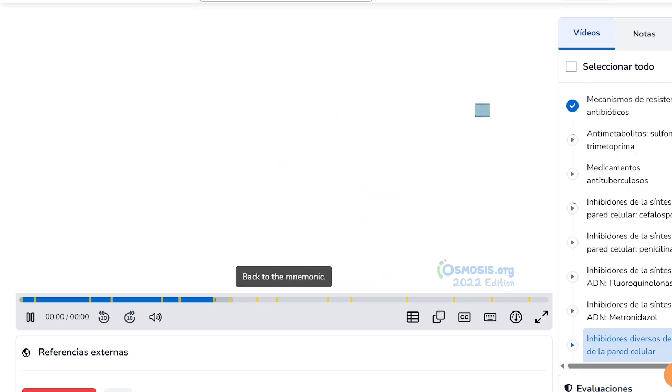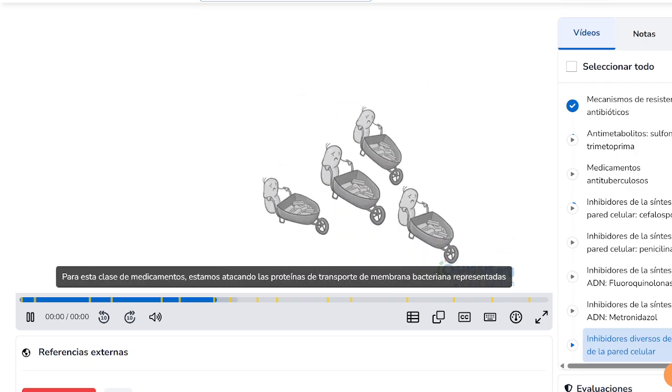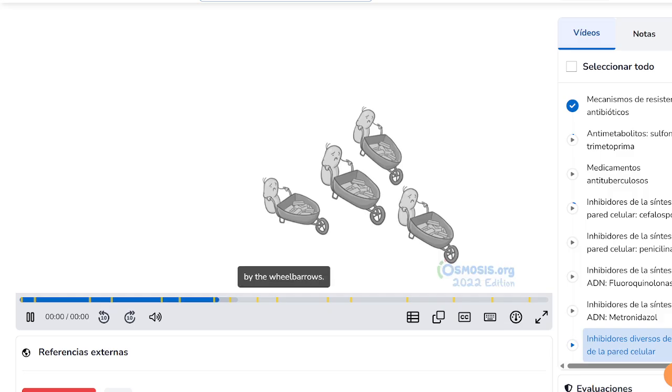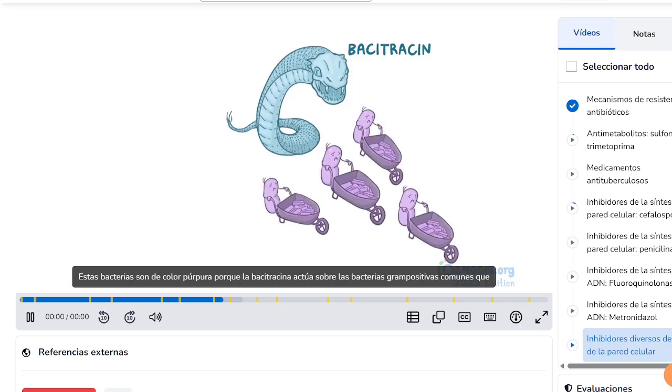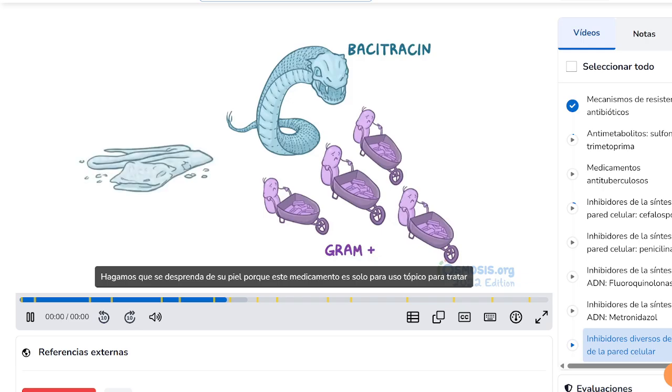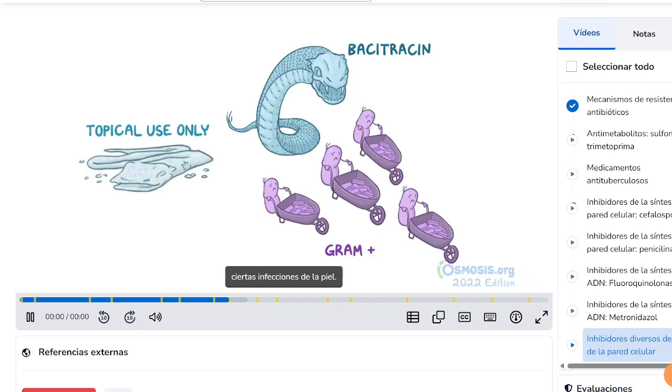Alright, so back to the mnemonic. For this class of medication, we're attacking bacterial cell membrane transport proteins represented by the wheelbarrows. Let's have a basilisk, representing bacitracin, attack them. These bacteria are purple, since bacitracin works on common gram-positive bacteria that stains purple. Let's have it shed its skin, because this medication is for topical use only, for treating certain skin infections.